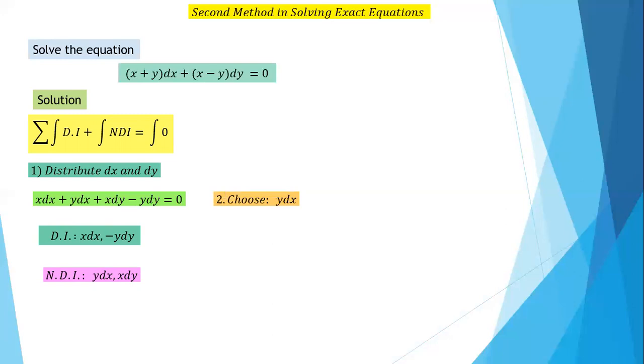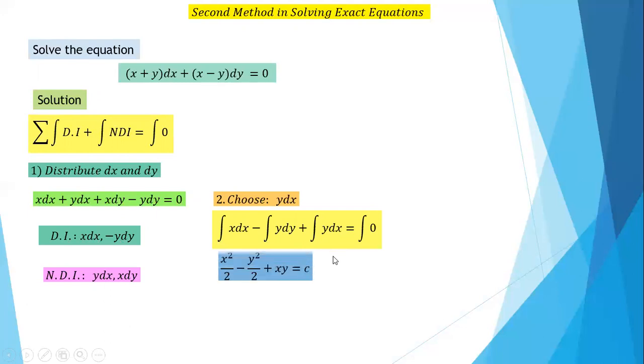Then next, choose y dx as our NDI. Then use the formula. We have now the summation of the integral of DI plus the integral of NDI equals the integral of 0. So we have the integral of x dx minus the integral of y dy plus the integral of y dx equals 0. Or we have x squared over 2 minus y squared over 2 plus xy equals c.